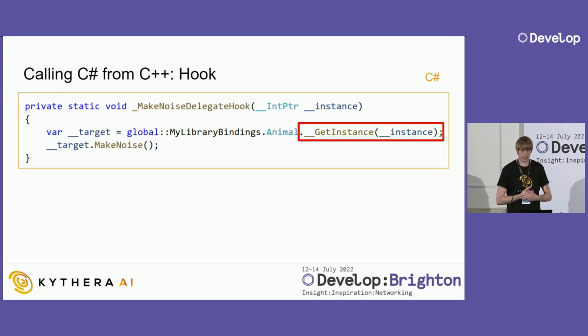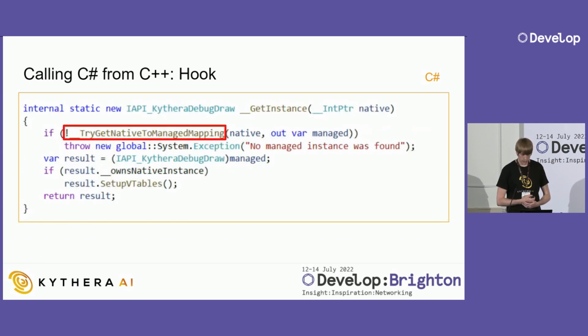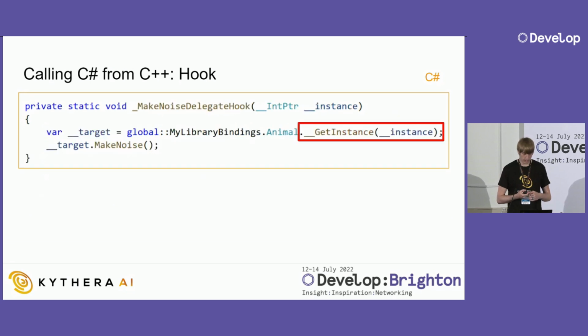So then this native to managed map comes in again. We use the get instance method to actually look up the C# instance of our class. Again, it's a mapping from this pointers to the actual instance in C#. After we have done that lookup, we can actually call the makeNoise function here at the bottom.